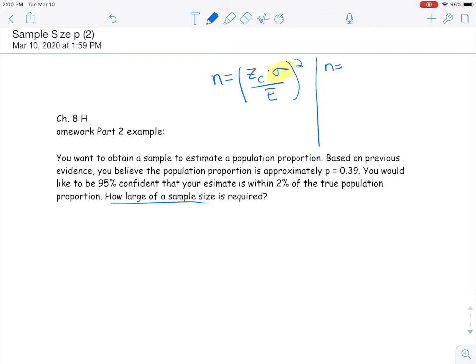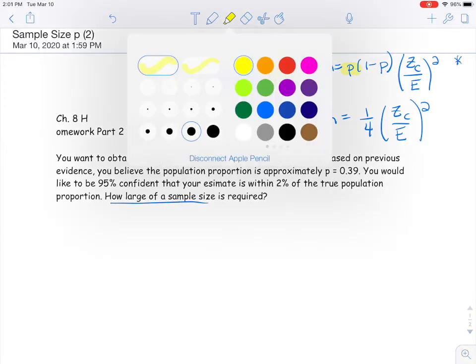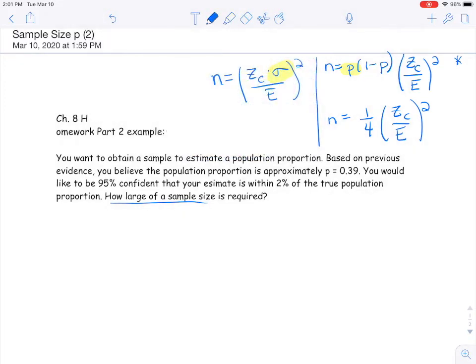The first one is n equals p times 1 minus p, and I think I have these on the notes. Z critical over the margin of error squared, or n equals 1/4 times z critical over the margin of error squared. Okay, this first one, so we can use either one of these formulas. When we're going to use this one is if it gives us a preliminary estimate of p. Okay, if it doesn't, then we have to use this other formula.